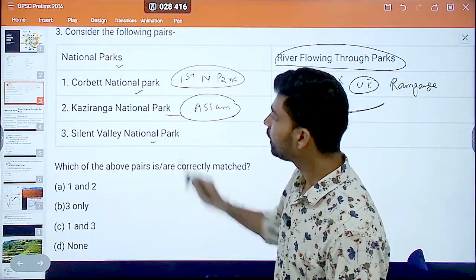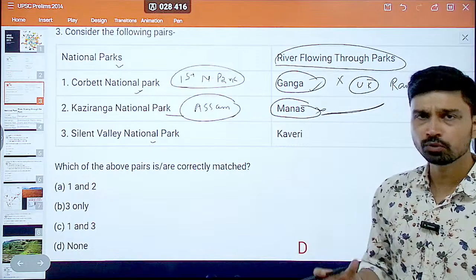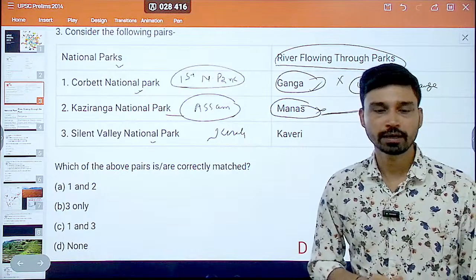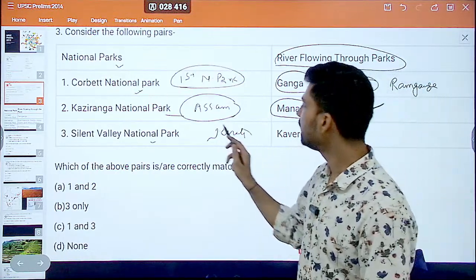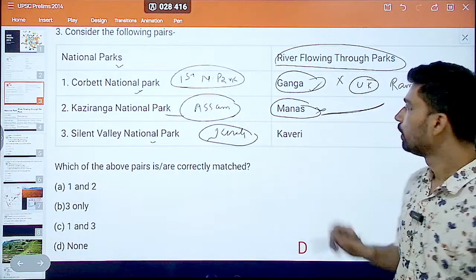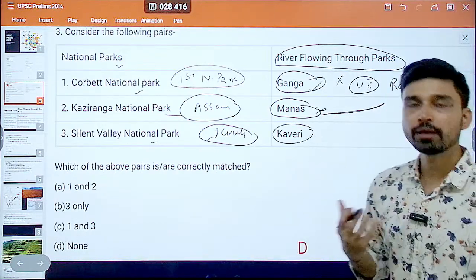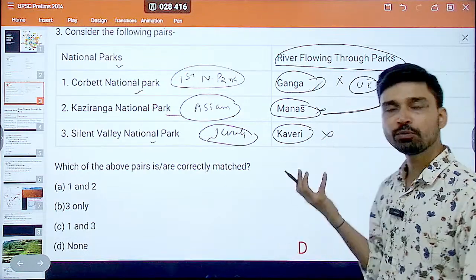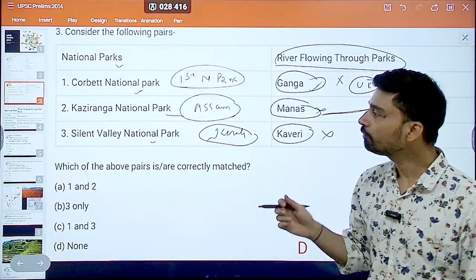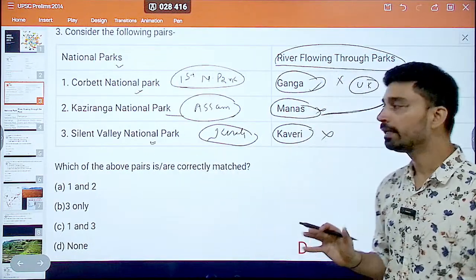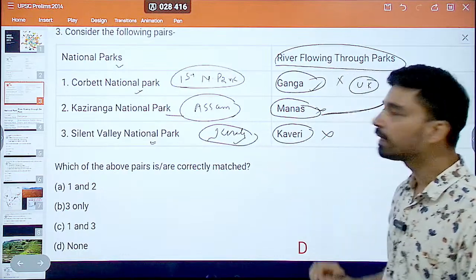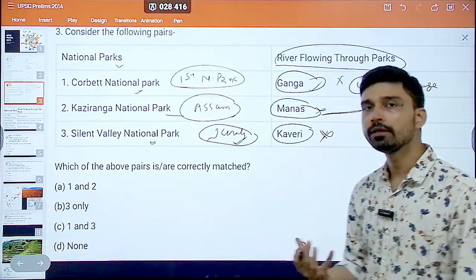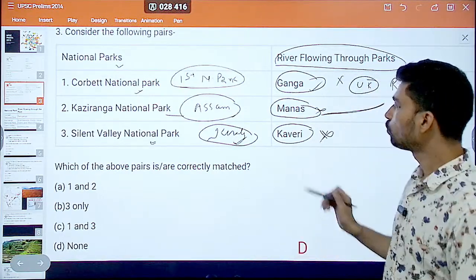Third is Silent Valley National Park, one of the most notable national parks of South India, and more precisely this national park is situated in the state of Kerala. Now obviously, since the Silent Valley National Park is situated in Kerala, the Kaveri river, we know, does not flow through Kerala; it flows through Karnataka and then further Tamil Nadu. That means by elimination this will not be a correct answer. Even if you do not know which river flows through Silent Valley, by knowing that it is located in Kerala, you can easily eliminate the river Kaveri, because in river systems you have to read which states of India the Kaveri flows through. So this is also incorrect.